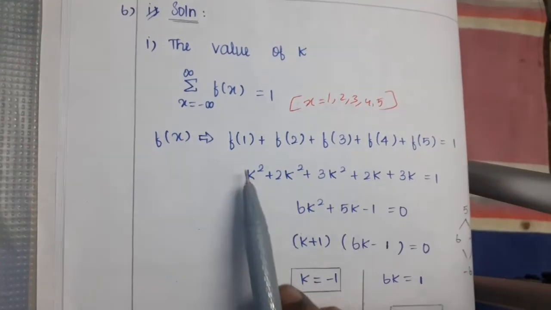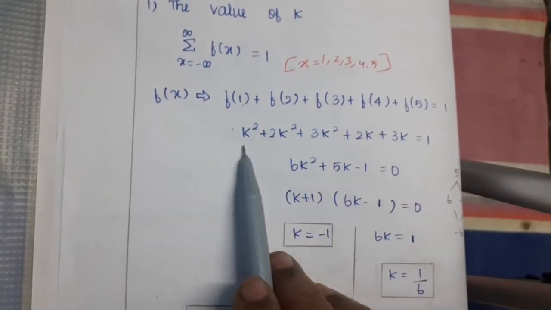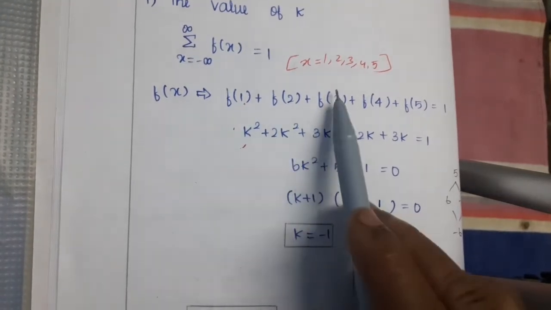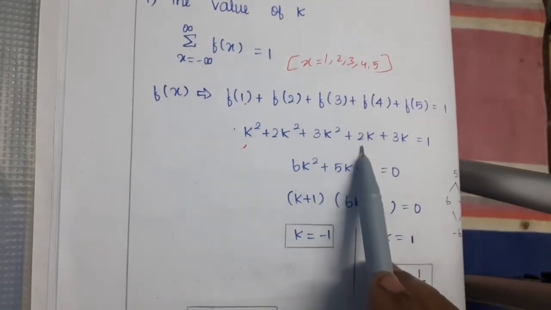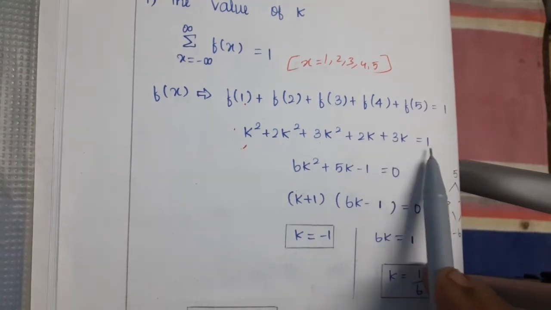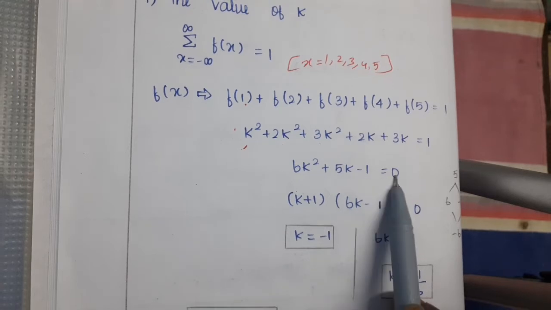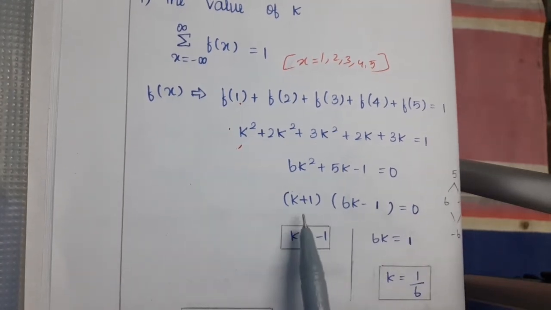X takes the value, so f of 1 is nothing but k square. F of 2 is 2k square. F of 3 is 3k square. F of 4 is 2k. F of 5 is 3k. The sum equals 1. So we add, and we get 6k square plus 5k minus 1 equal to 0. Use sum and product to get the result for the k value.